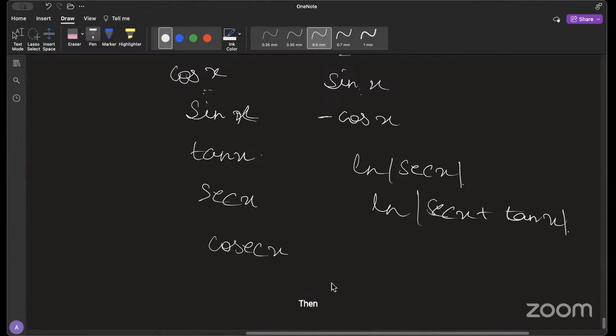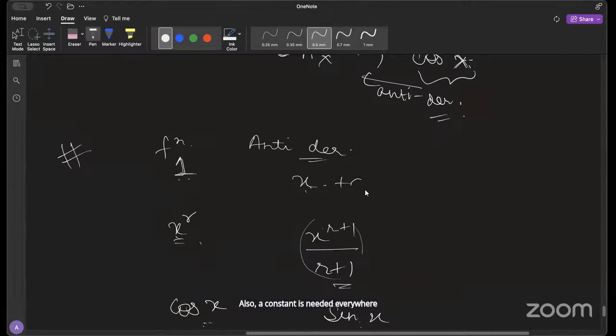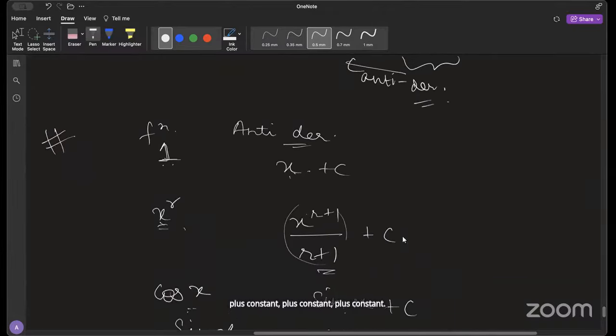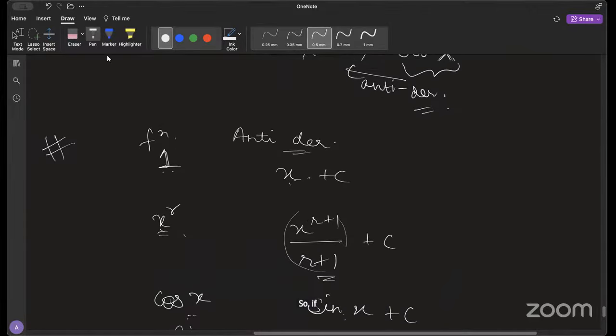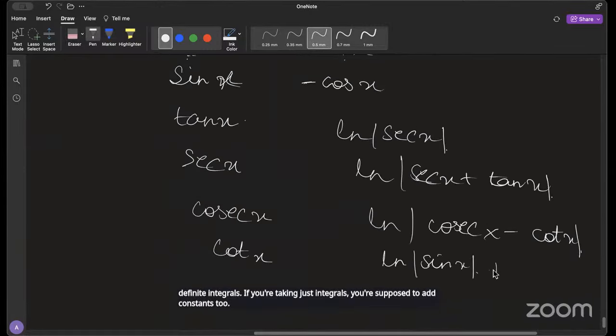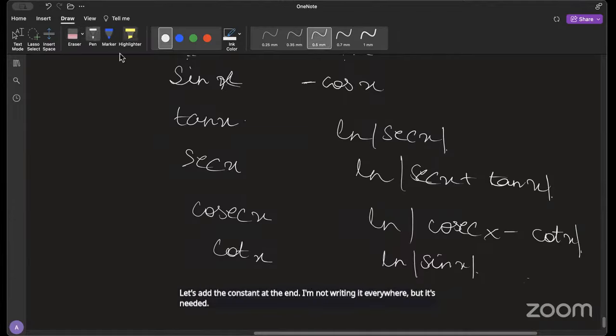Then for cosecant x, also, a constant is needed everywhere: plus constant, plus constant, plus constant. So if you're not taking definite integrals, if you're taking just integrals, you're supposed to add constants too. Just add the constant at the end. I'm not writing it everywhere, but it's needed.